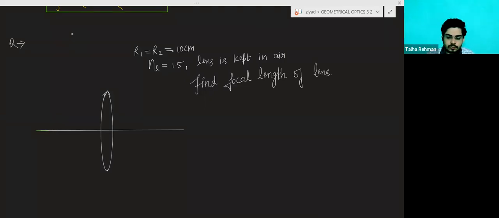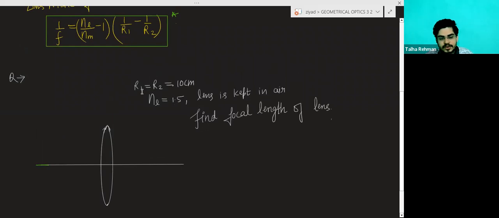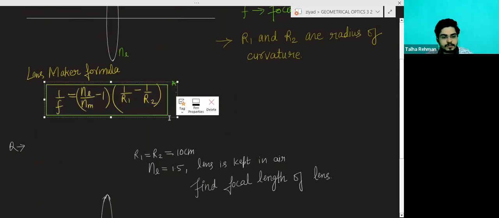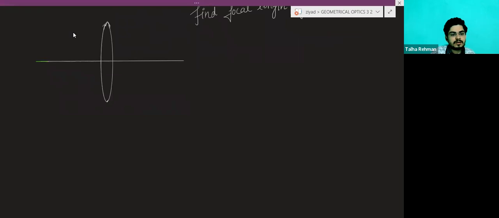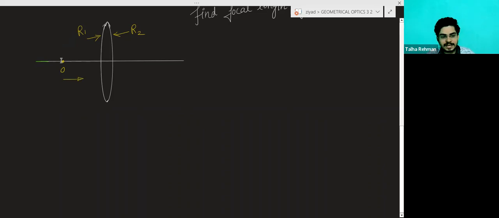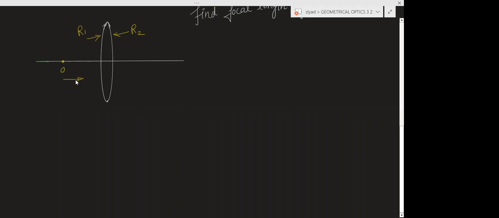To find the focal length, if the radius of curvature and refractive index are given, we have the lens maker formula for 1 upon F. So what we will do here, sign convention is important. Suppose for this surface the radius of curvature is R1, and for this surface the radius of curvature is R2, and the object is placed here. Light from the object will go in this direction like this. So this is the incident light.